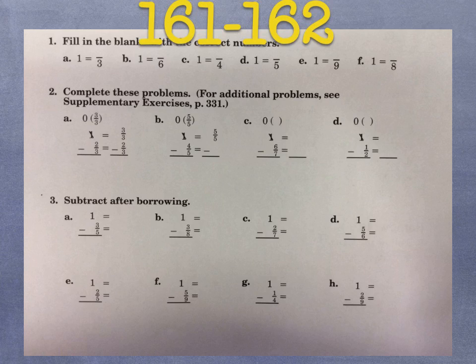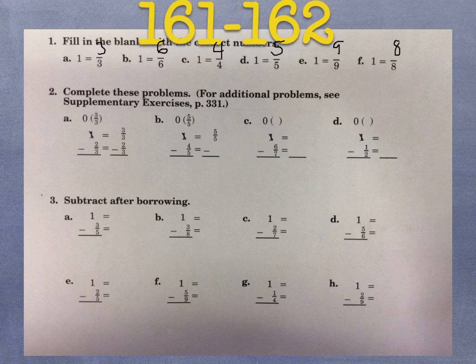Okay, for this first part, it's review of what we were doing last lesson. We see here it's asking 1 equals what over 3? Well, 3 over 3. Because if we remember, any number over itself equals 1. So 3 over 3 equals 1. Just like for B, 6 over 6 equals 1. And C, 4 over 4 equals 1. D, 5 over 5 equals 1. E, 9 over 9 equals 1. F, 8 over 8 equals 1.